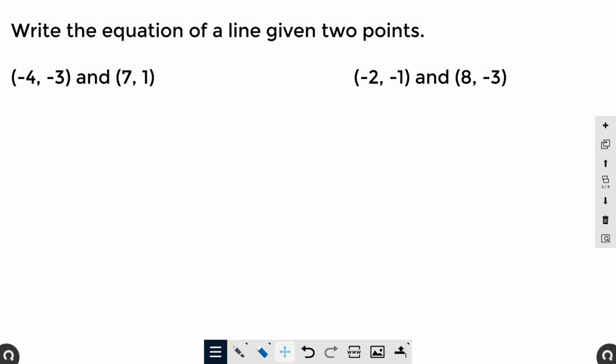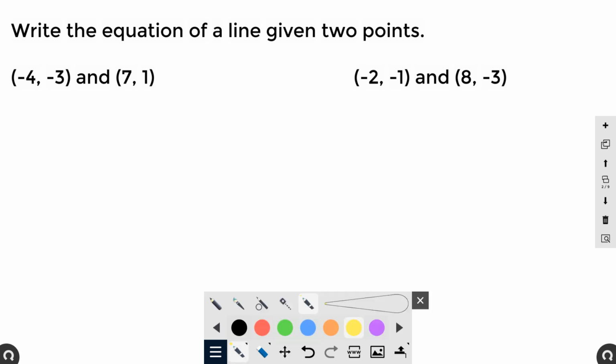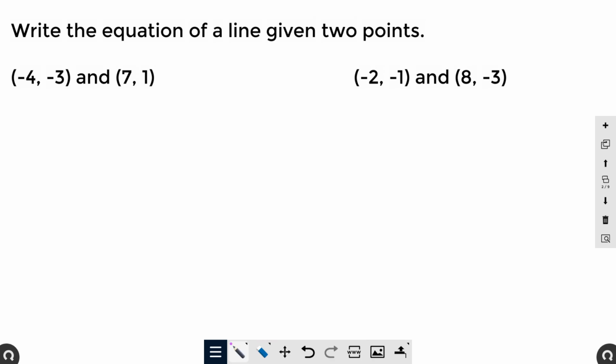So our problem here says, write the equation of a line given these 2 points. Well, first off, when you think about equation of a line or linear equation, what's the first thing that comes to mind? Good. Y equals mx plus b. That is perfect. That's what we want to use to write our equation. We're going to find the numbers for m and b and plug those in.